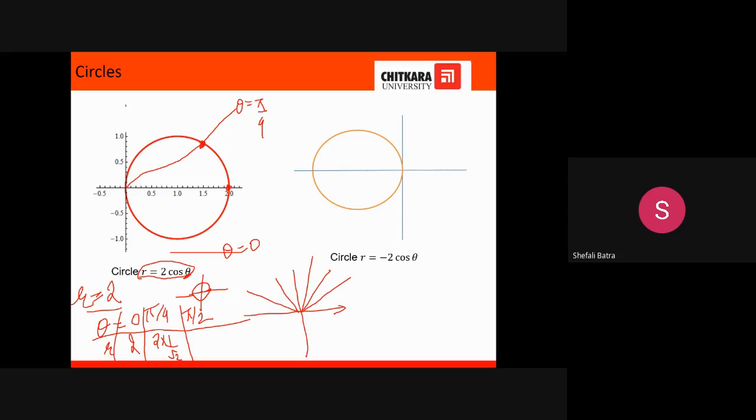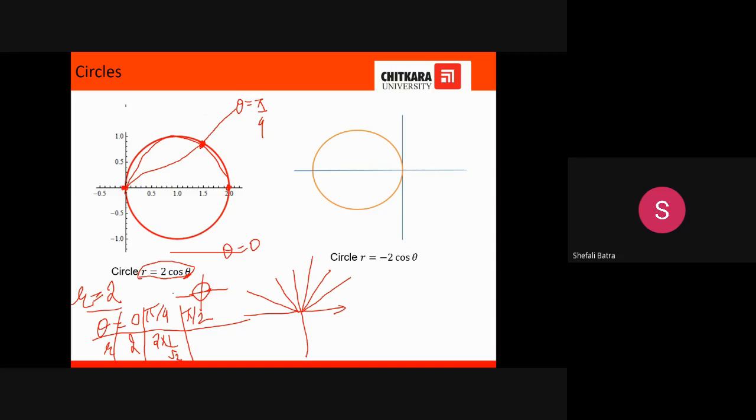Similarly, when you put cos 90, it becomes 0, so r would become 0. So this is your line 90 and this will be your point. Then for drawing the circle, you join these points in this form. And cos theta is an even function, so when you replace theta with minus theta, you get the same values. So you can draw it in a similar way.